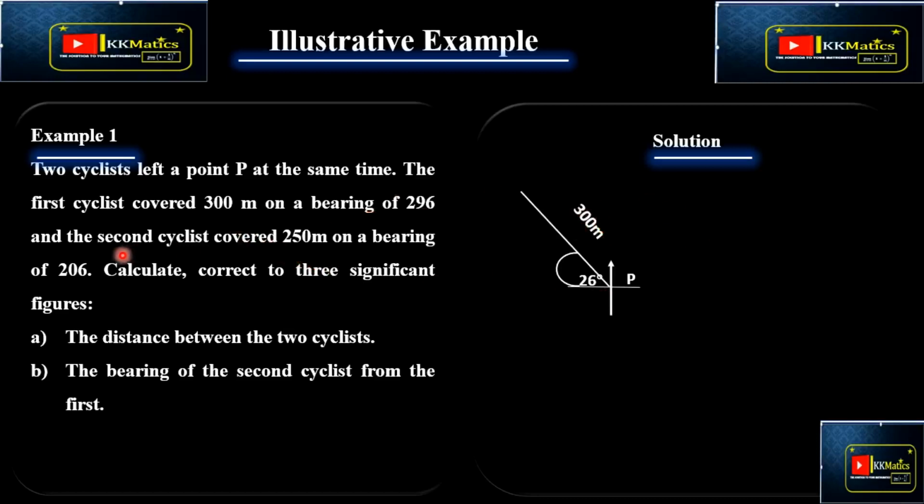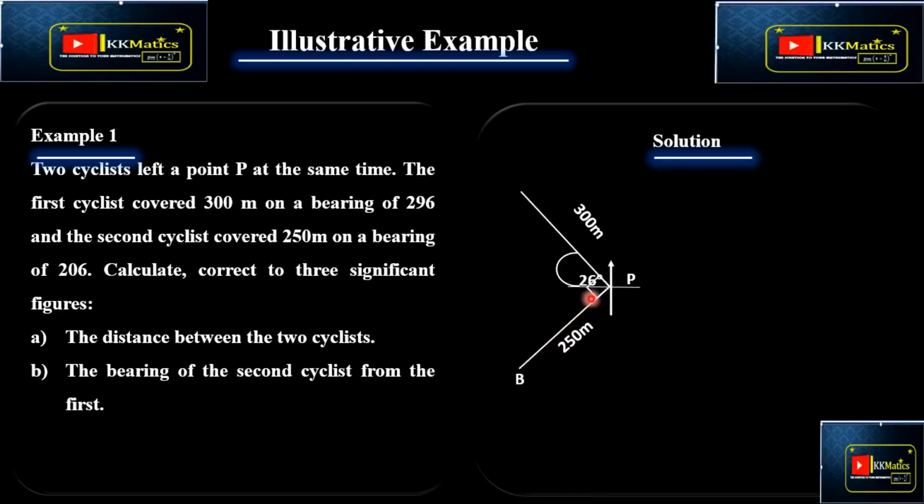The next thing is the second cyclist covered 250 meters on the bearing of 206 degrees. From the point P, 206 degrees lies in the third quadrant, which is the reason why you see it drawn this way. We are calling it point B, as you see there.